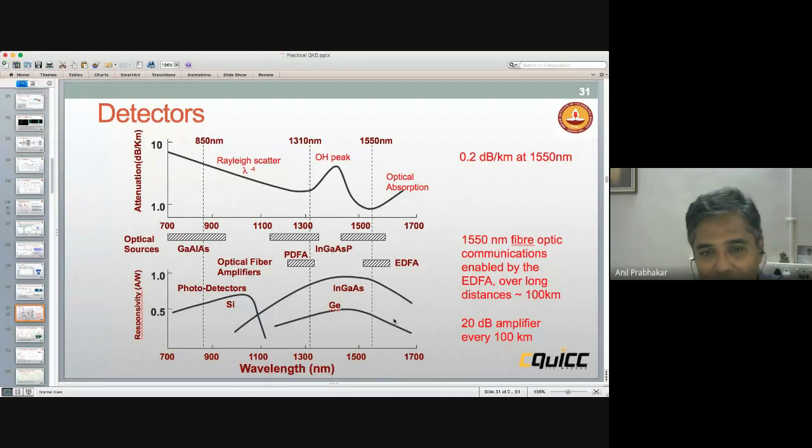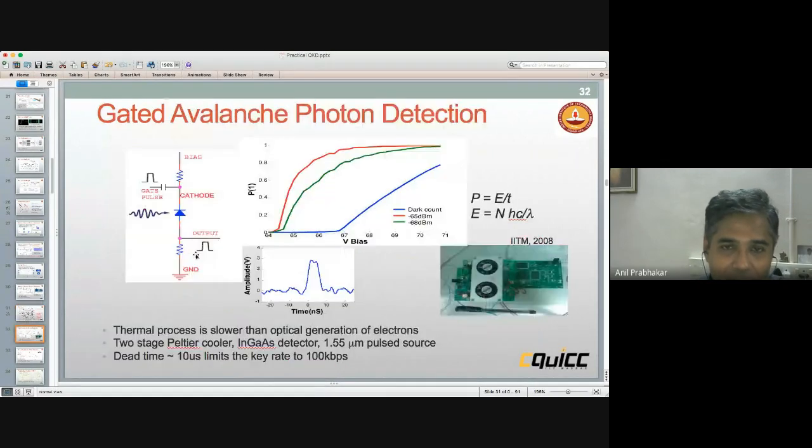So what do you do once you have these detectors? Okay, so this is how you build a single photon detector. This was done by a student of mine almost 12 years ago, 13 years ago, from 2008. And it's a very simple construct. You take a detector, you reverse bias it, and then when there is a photon, you also apply a trigger pulse or a gate pulse, and then you'll get an output.